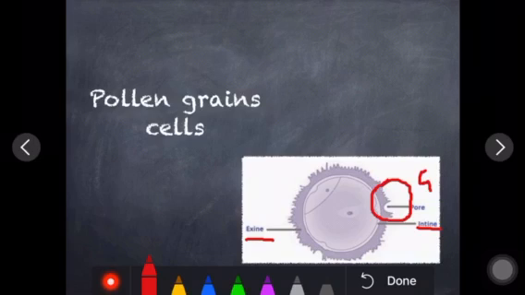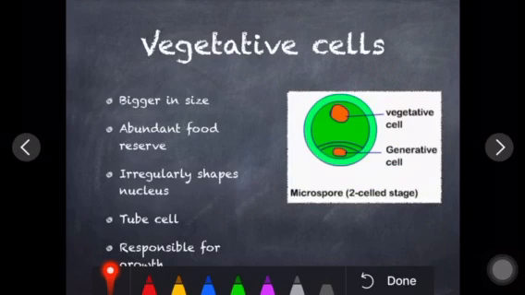Now let's go inside. Inside the pollen grain, you will see two types of cells. There are two segregations or differentiations. First we'll see the one which is large in number, and second the one which is small in number. The first, which is large, is called the vegetative cell, and the small one is called the generative cell. So let's discuss the pollen grain cells. Pollen grain gets developed from the microspore. This sequence you have to learn.